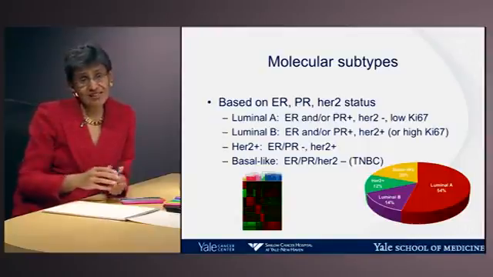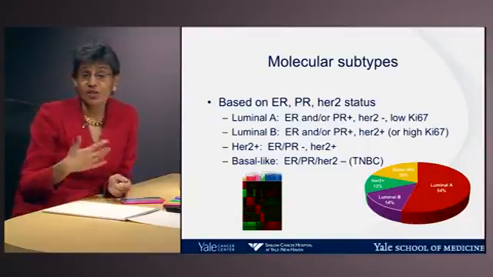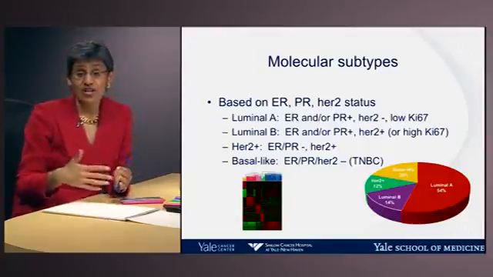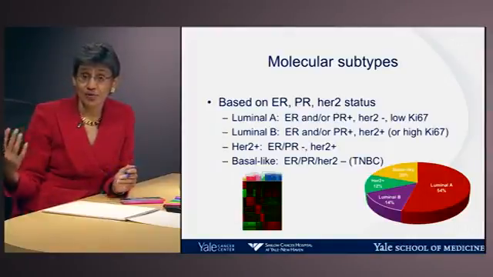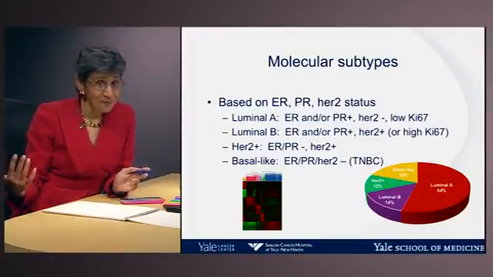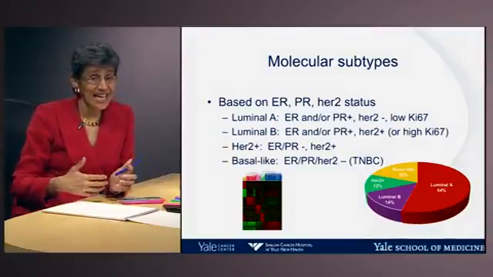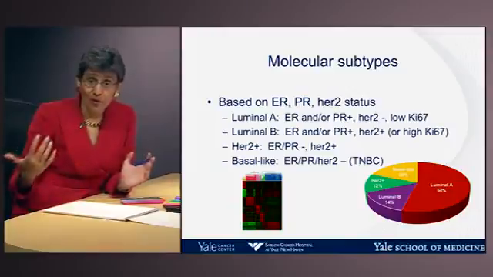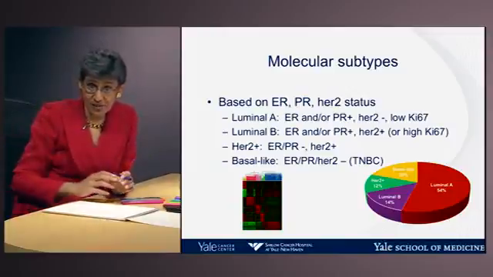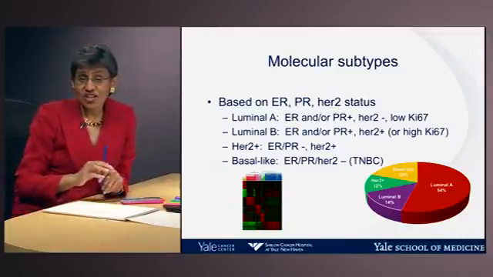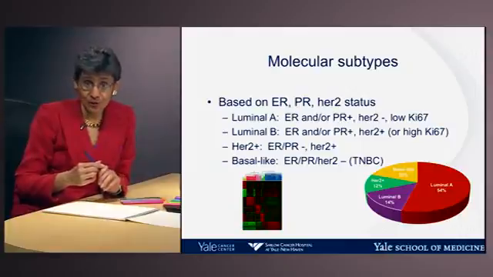There are three main receptors that we look for. The first is called ER, which is the estrogen receptor. And we talked a little bit about estrogen receptor when we talked about prevention, and we talked about selective estrogen receptor modulators. Remember? The second receptor is the progesterone receptor. Again, another female hormone that affects breast cancer cells. And the third is a receptor called HER2.